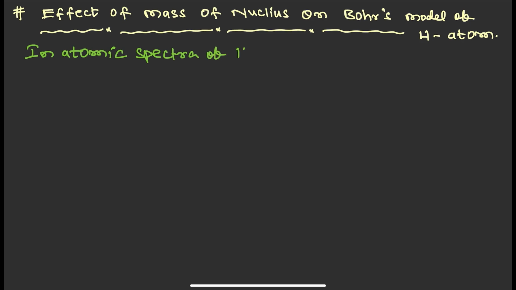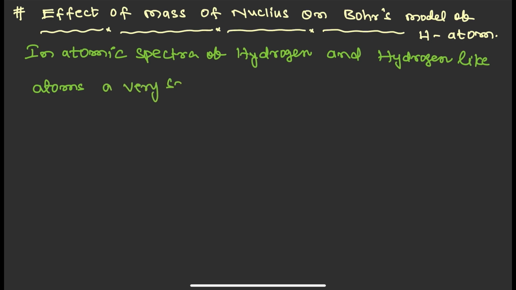of hydrogen and hydrogen-like atoms. So for hydrogen-like atoms, a very small deviation occurs. It means hydrogen-like spectra. This is what hydrogen-like atoms or hydrogen atom.